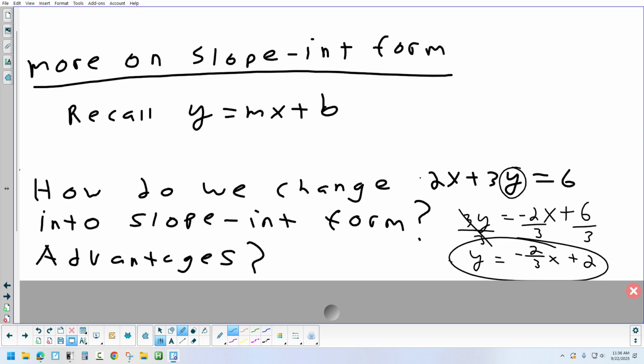Would slope-intercept form make it easy to do? Yeah, it's easy to find the slope and y-intercept. Okay, it makes the slope and y-intercept jump out because they're right in the format, negative 2/3 and 2. And what else does that format make it easy to do? Graph it. Yep. So if you have to graph the line, slope-intercept form is a really easy way to do it.